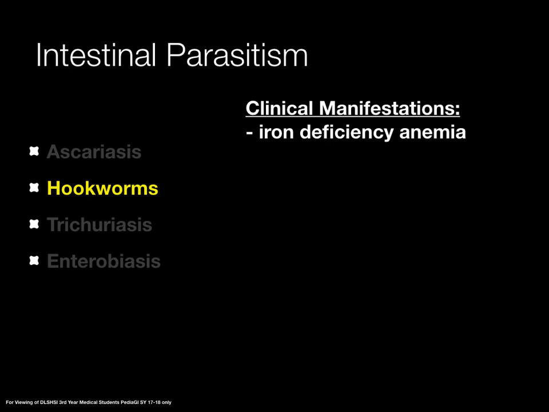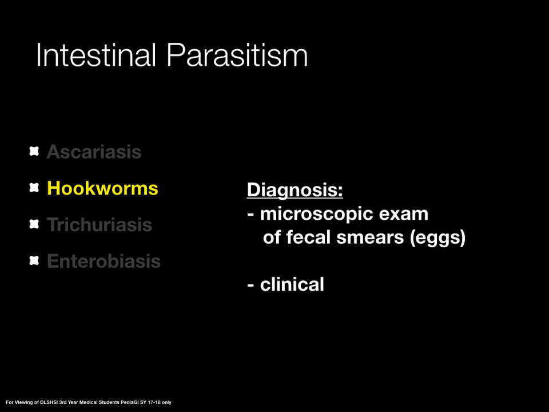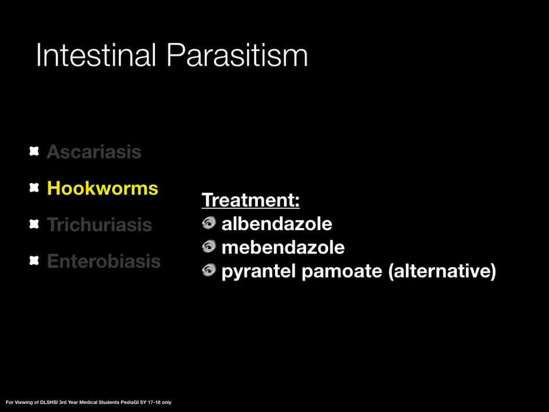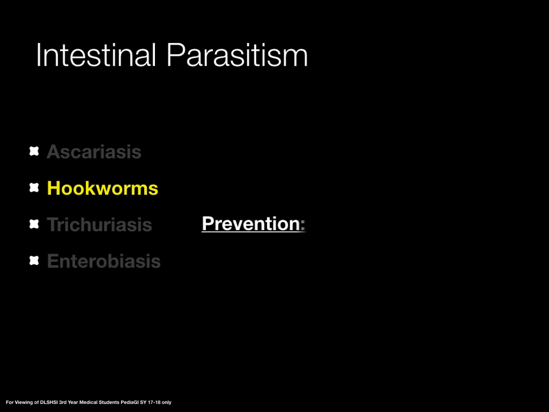There can be iron deficiency anemia for hookworm infection. There's physical growth retardation as well. Diagnosis is made by clinical symptoms, and there can be microscopic exams on fecal smears showing the eggs. Treatment is albendazole, mebendazole, and pyrantel pamoate as an alternative. Prevention is still best by giving periodic deworming.